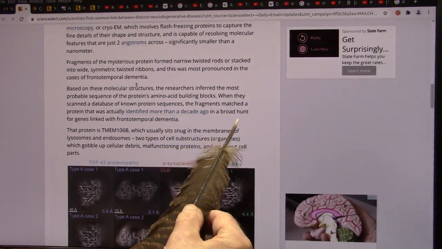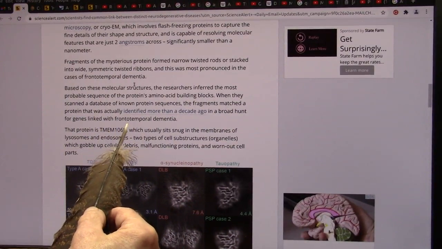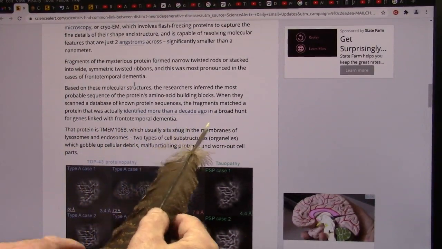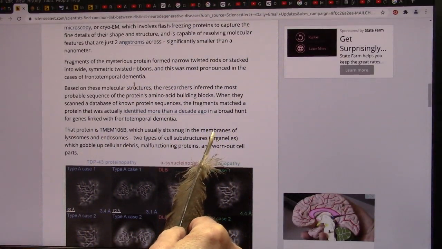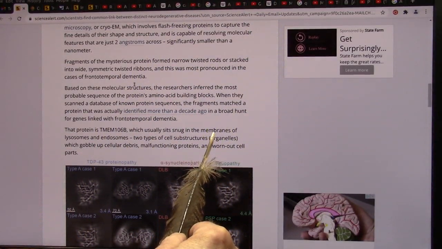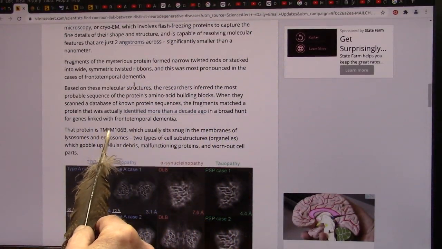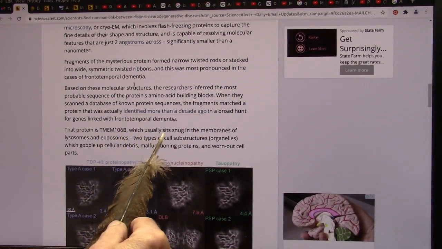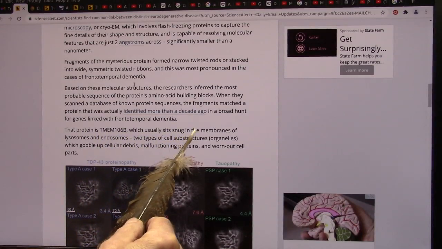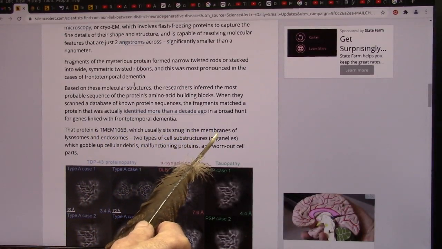10 years ago, in a broad hunt for genes linked with frontotemporal dementia. Now listen to this. Here's the key right here, membranes. I've been saying this for 1,000 years now, it seems like. The protein is this TMEM106B, which usually sits snug in the membranes.